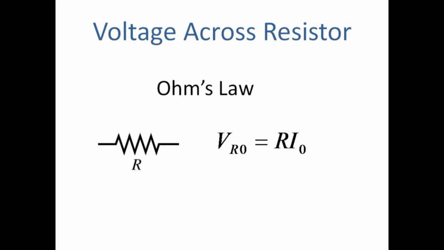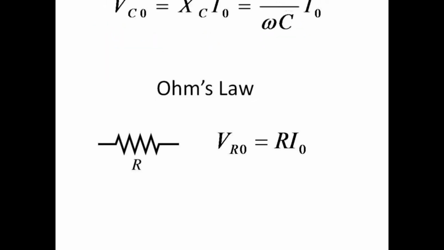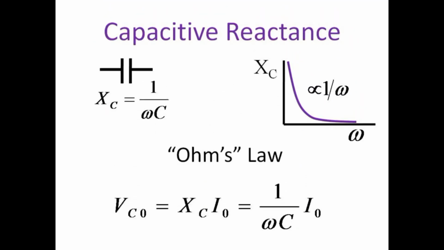Let's now consider the voltage drop across each element. The resistor is easy by Ohm's law, V equals R times I. The capacitor responds differently at different frequencies with reactance rather than resistance. At low frequencies, the capacitor acts like an open circuit with infinite reactance. But at high frequencies, the capacitor's reactance is reduced, and the capacitor becomes innocuous, like a bare wire with no effect on the circuit. The reactance of a capacitor is inversely proportional to the frequency.